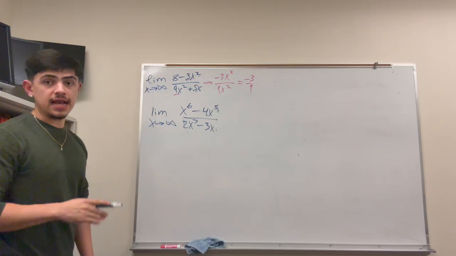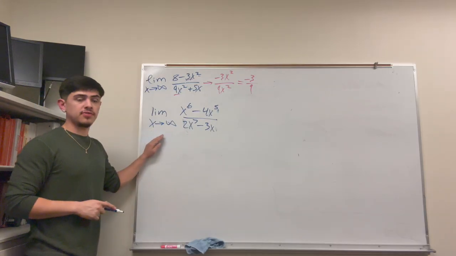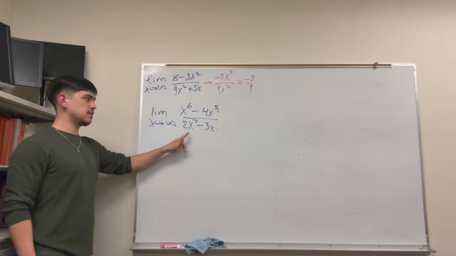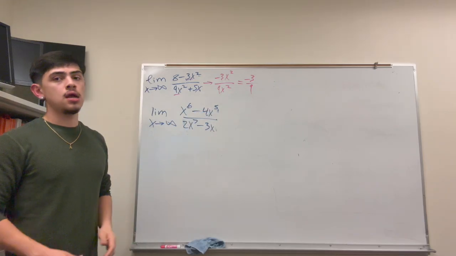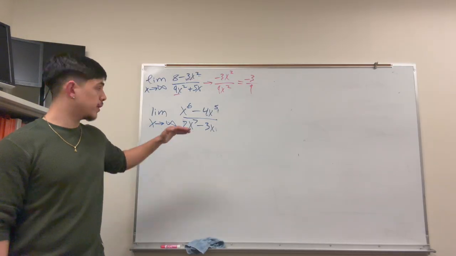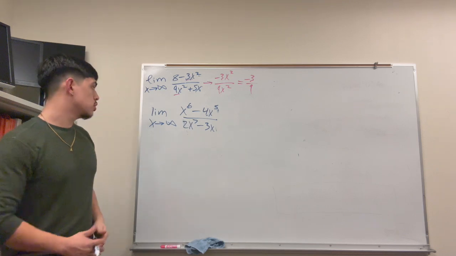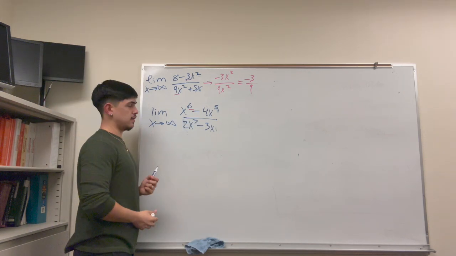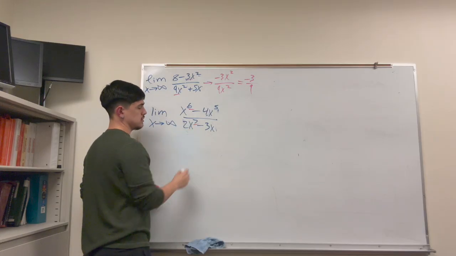So now for this next example, the limit as x approaches infinity of x to the 6th power minus 4 to the 5th, all over 2x to the 7th minus 3x. For this case, we're going to identify the degrees on the numerator and on the denominator. So here, the highest degree is 6. The highest degree on the bottom, 7.